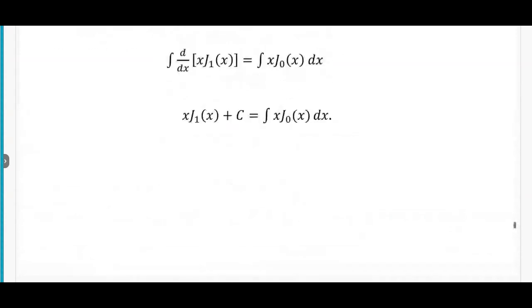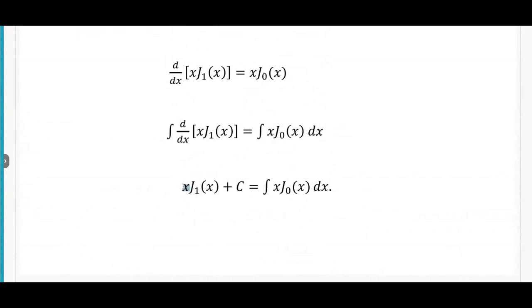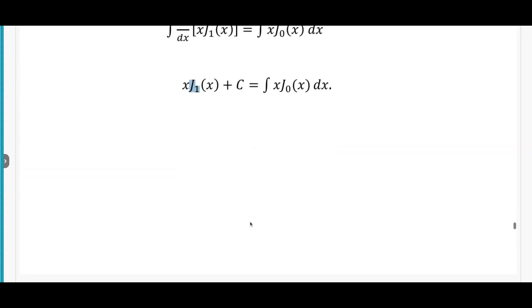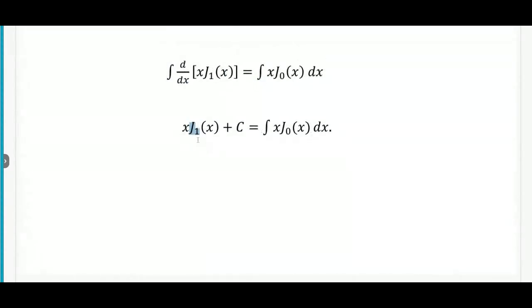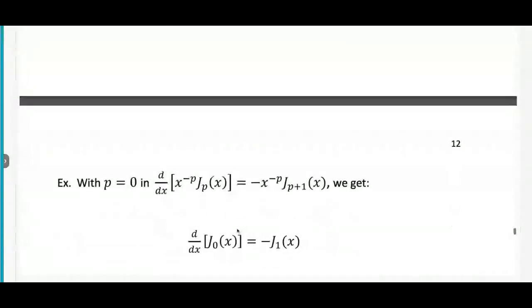What does this tell us? This is just saying the first order of Bessel multiplied by x with some constant. Well, this constant we can put on either side, equals this integration of this. So this is the first kind of 0 order, and this is the first order. So we just have this, a kind of neat relation.